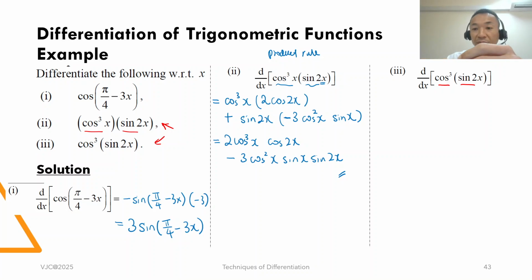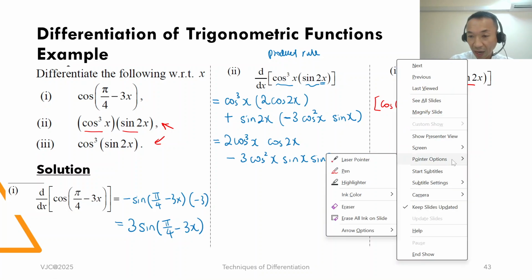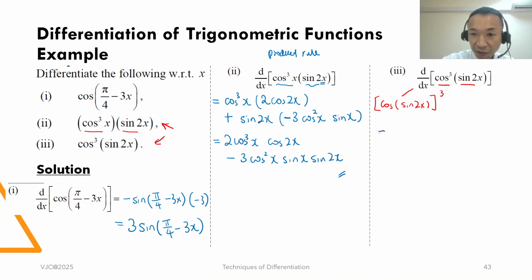Oh, sorry, I shouldn't have written it here. Maybe I should just write here. Basically, this one is cosine of sine 2x like that, and then the whole thing cubed. So if you write it like that, then maybe it's a little bit clearer. Then if you want to differentiate it, first thing you do, you bring the 3 down. You get 3 cosine square sine 2x.